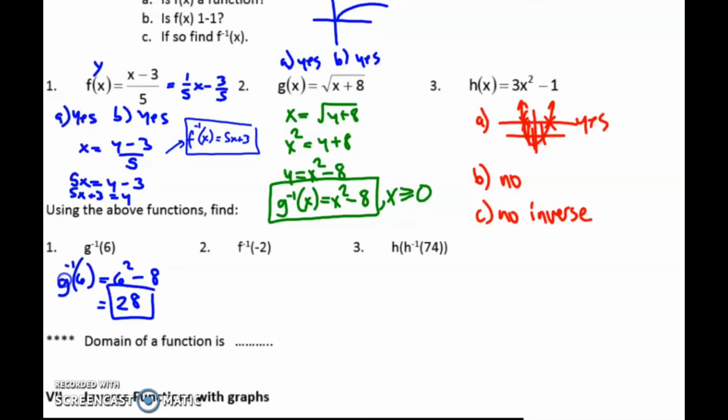f inverse of negative 2. Okay, so my f inverse function is 5x plus 3, so I'm just going to plug in a negative 2. 5 times negative 2 plus 3, that's negative 10 plus 3, that's going to be negative 7.